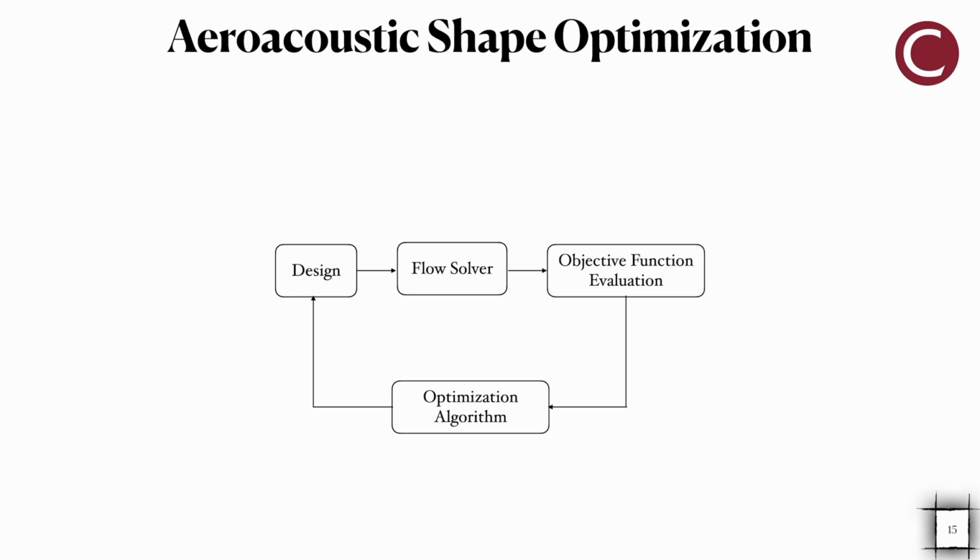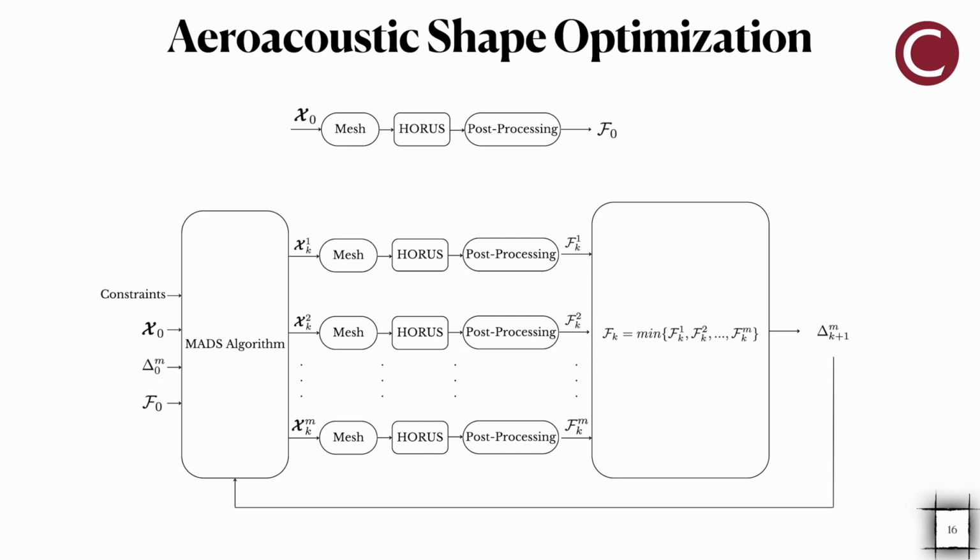If I want to visualize it in more detail, this is how it looks. Here we have the baseline design. Then we generate the mesh and run our CFD simulations. Here, HORUS is our in-house solver, a high order unstructured solver. And then we have some post-processing scripts to compute the objective function. After computing the objective function for the baseline design, we have different inputs to the MADS algorithm. For example, we have the design constraints and the baseline design. And here delta 0 is the initial mesh size parameter, which is a parameter that we use in the MADS algorithm.